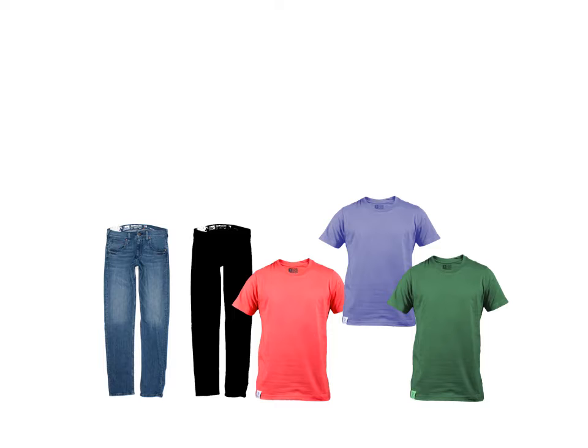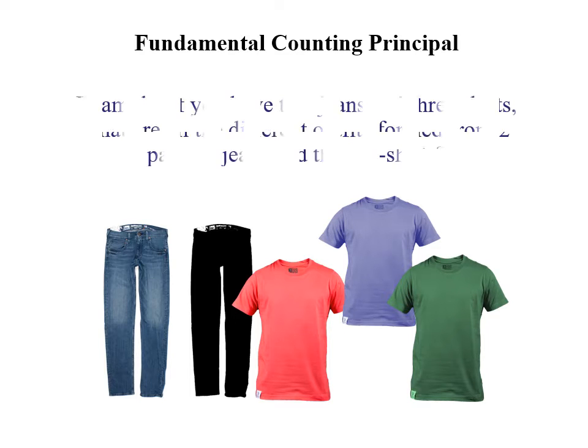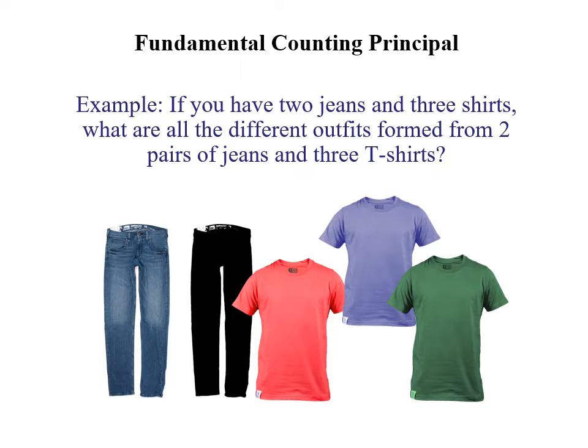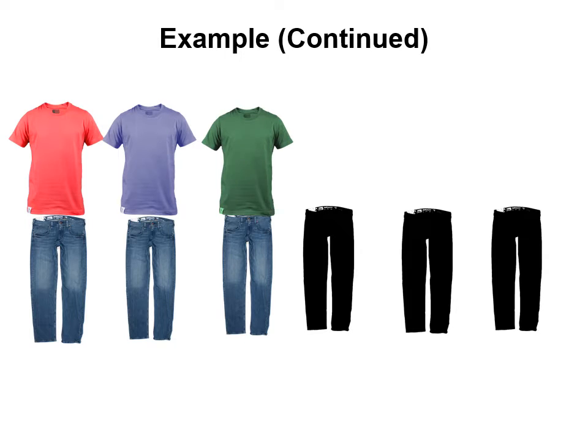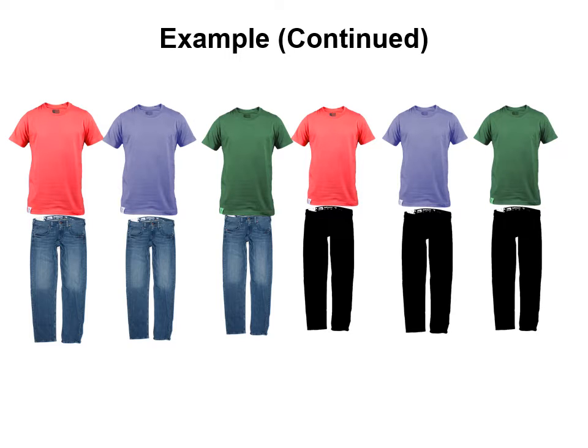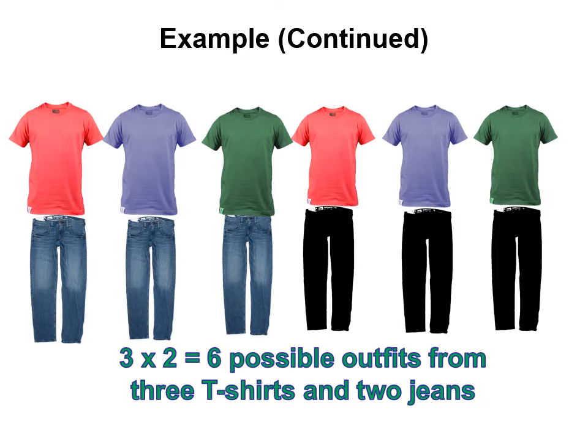Suppose you have 2 jeans and 3 shirts. How many different outfits can you form from 2 pairs of jeans and 3 shirts? So we have the 2 pairs of jeans, so you can wear the first one with the 3 shirts or the second one with each of the 3 shirts. Notice this is the same as 3 times 2, so 6 possible outfits from 3 shirts and 2 jeans. So you can wear the first jeans with each of the 3 shirts or the second jeans with each of the 3 shirts.